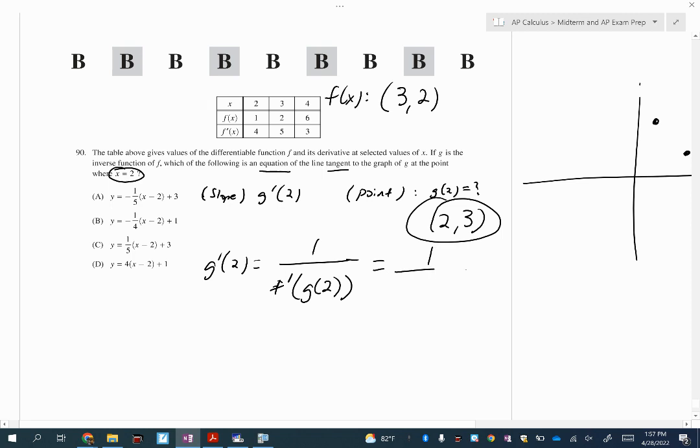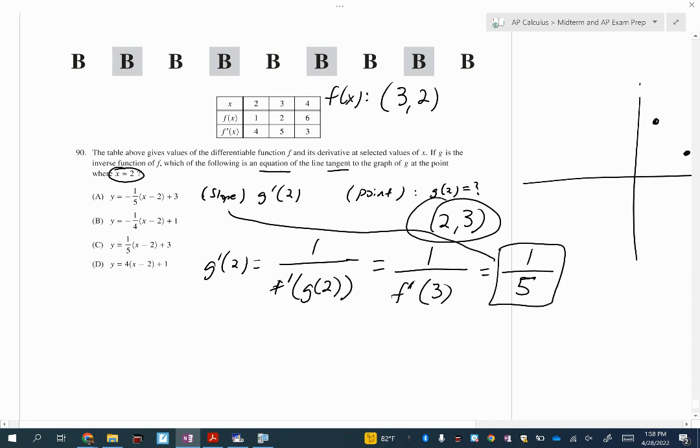So we know all this stuff. We just found what g of 2 is. What's g of 2? It's 3, nice. Look in the table. What's f prime of 3? It's 5. Did you just say, Annie, I didn't see the table? Oops. All right, so 1/5. What did I just find? 1/5 is our slope.